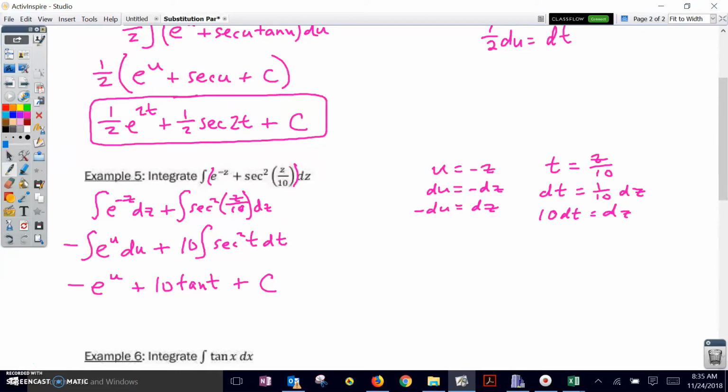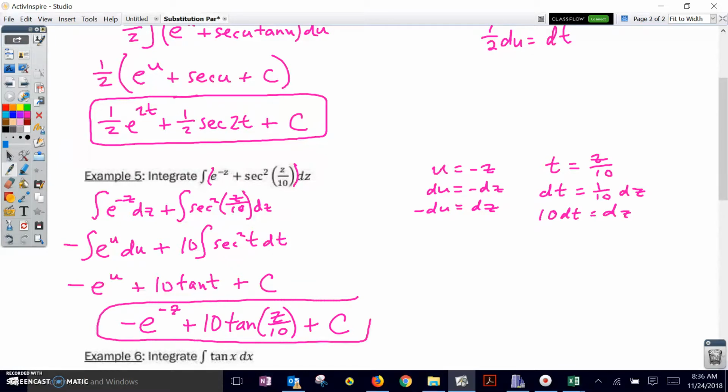And now I'm going to bring u back. And I'm going to bring t back. And there's the integral of that expression. So when we have the sum of multiple things, we can break them down into two separate integrals and use two different substitutions to find those integrals.